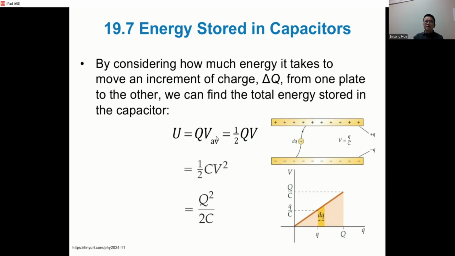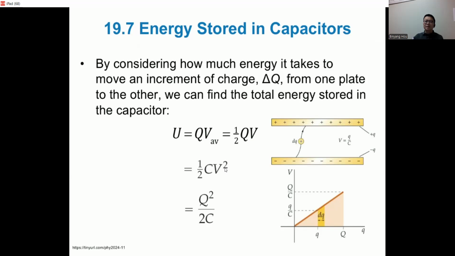That will be just 1/2 of Q times V, final charge and final V. Now, because C equals Q over V, Q will be equal to C times V, right? If C equals Q over V, then Q equals C times V. So then this is 1/2 C times V, which is 1/2 CV squared.